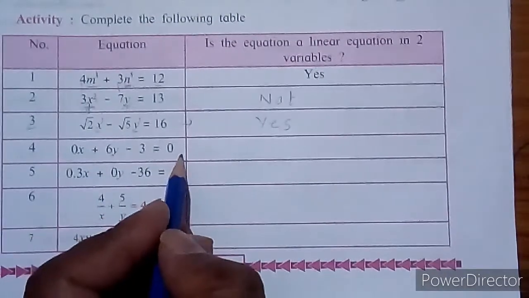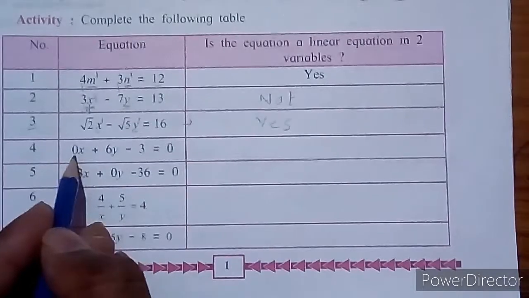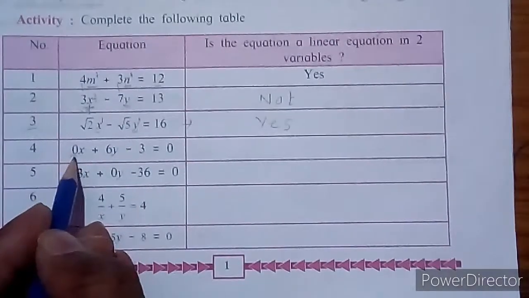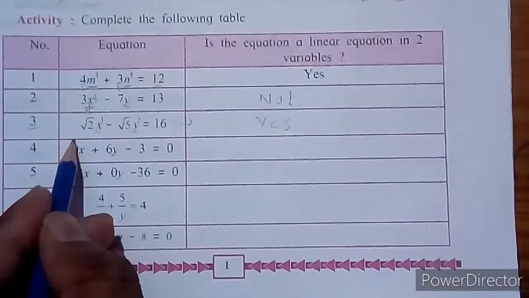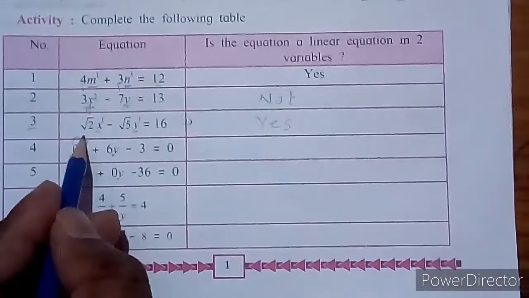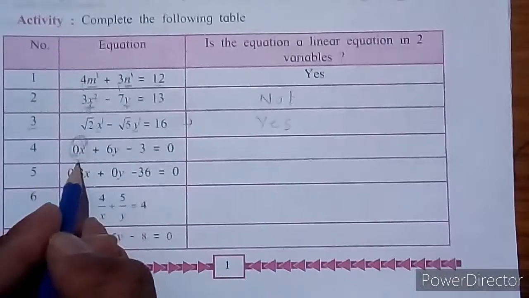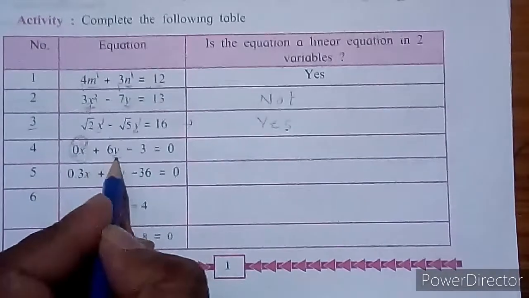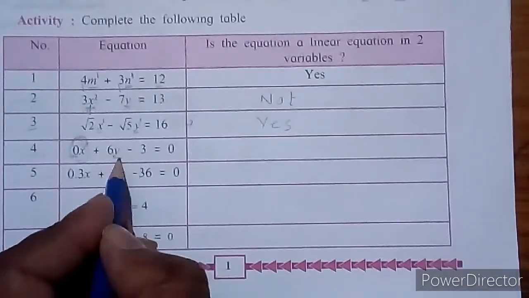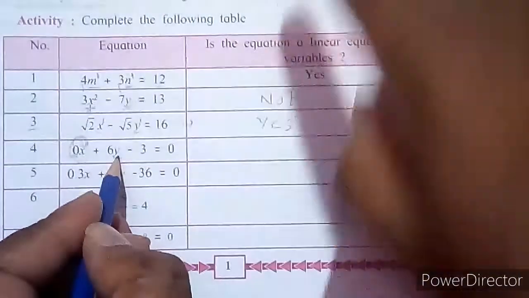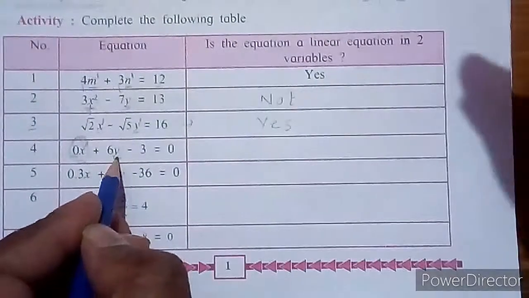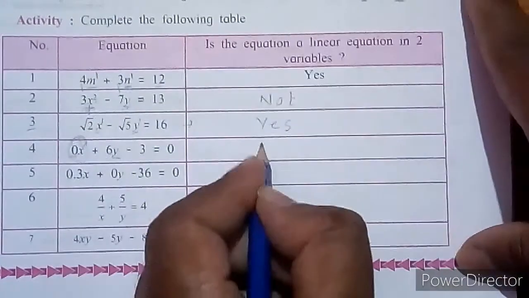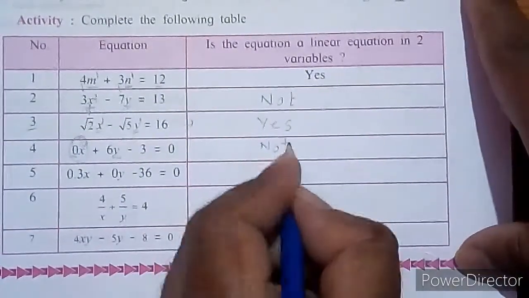Number 4, 0x plus 6y minus 3 equals 0. It is not a linear equation because here the value of a is 0. It must not be 0. It is 0, that's why 0 into x will be 0. That's why the variable x will be eliminated and only one single variable y will remain. It is not according to the definition of linear equation. That's why it is not a linear equation.